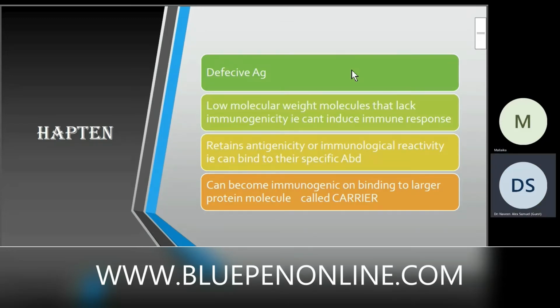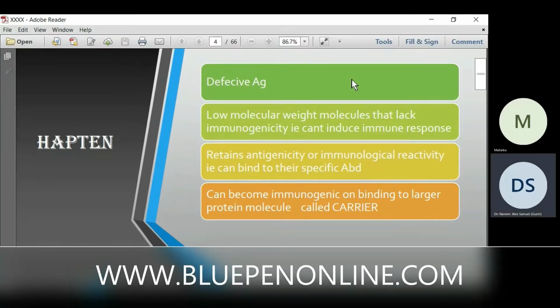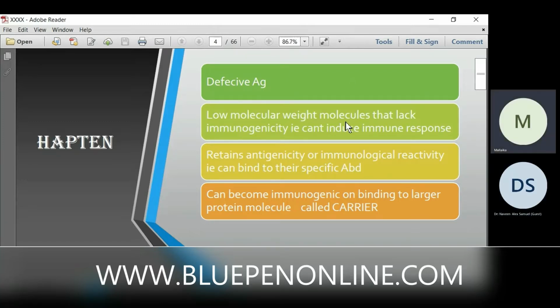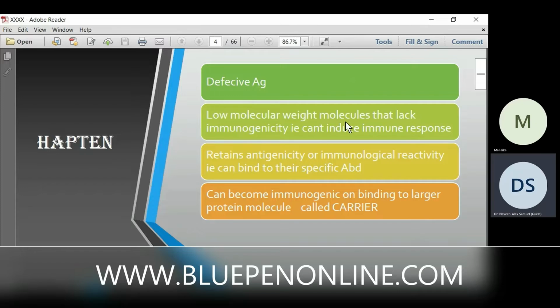So what is a hapten? A hapten is like an antigen, but it's actually a defective antigen. Why is it defective? Because it retains antigenicity or immunological reactivity, but it does not induce an immune response. It can bind to an antibody, but if you give a hapten alone inside the body, it won't induce an immune response, it will just stand there. But once the immune response is stimulated, then it will bind to an antibody. That's why it's called a hapten.